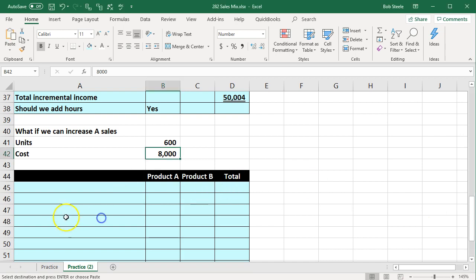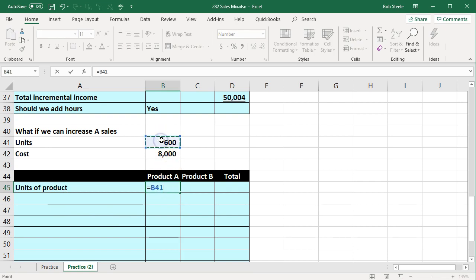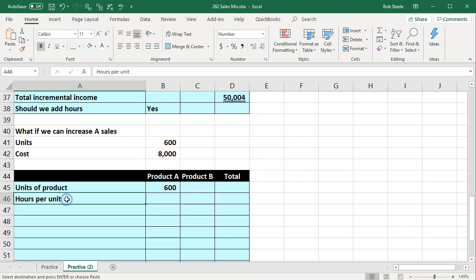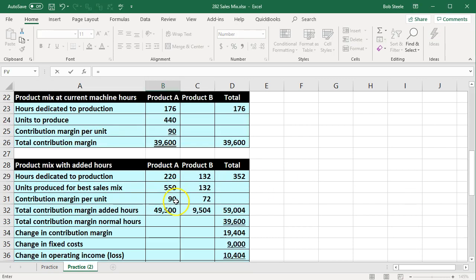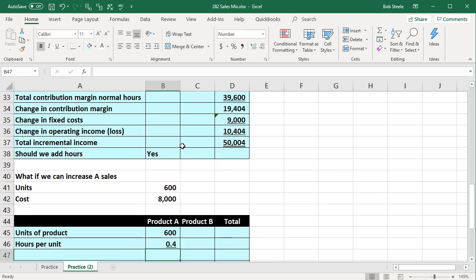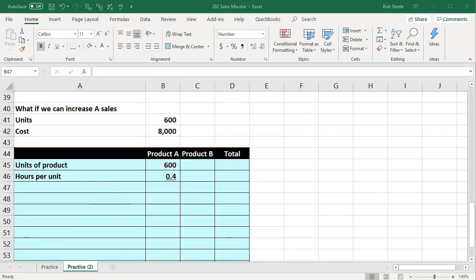Let's say, all right, well, the units of production is going to be 600 for A. The machine hours per unit, we're going to say, is equal to the 0.4. So there's our 0.4. That's going to give us our hours. So we're going to say the hours per product, because we're going to apply to A first, is going to be the 600 times the 0.4. So we're going to say 240 hours per product that we're going to have for product A.